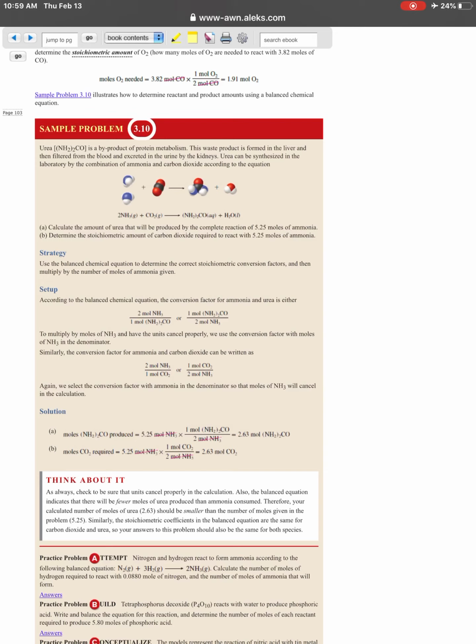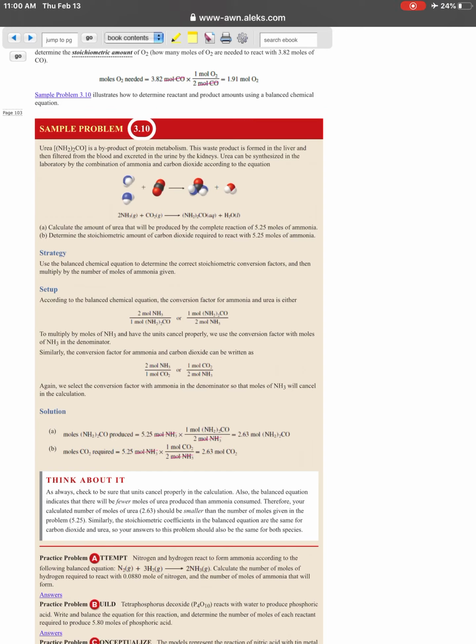This example is just like the one we just looked at with the carbon monoxide, oxygen, and carbon dioxide. We're told that 5.25 moles of ammonia reacts, all of it. So how many moles of carbon dioxide will react and how many moles of urea will be produced? Nothing asked about the water. We could also ask about the water, but we're not going to in this example.